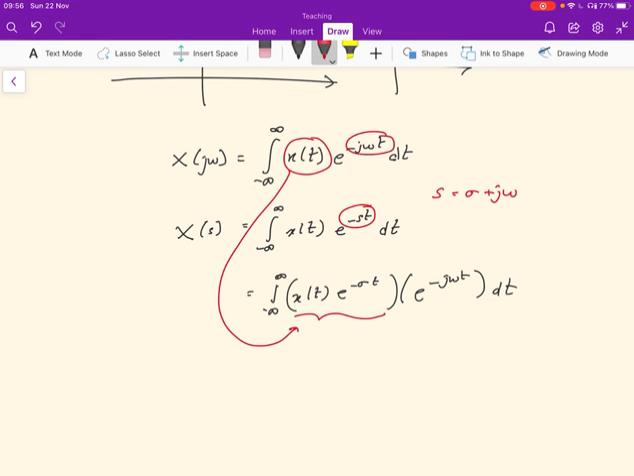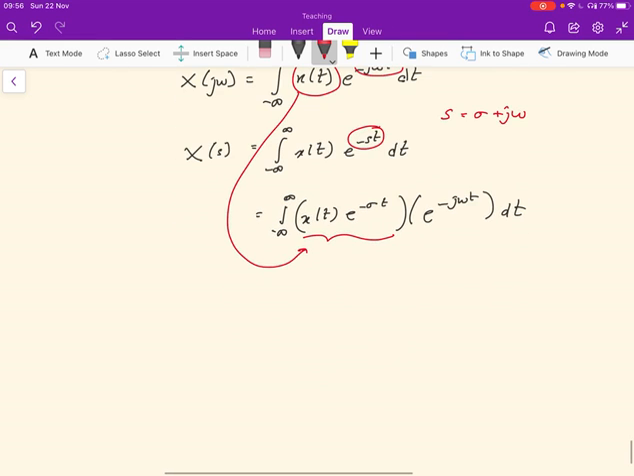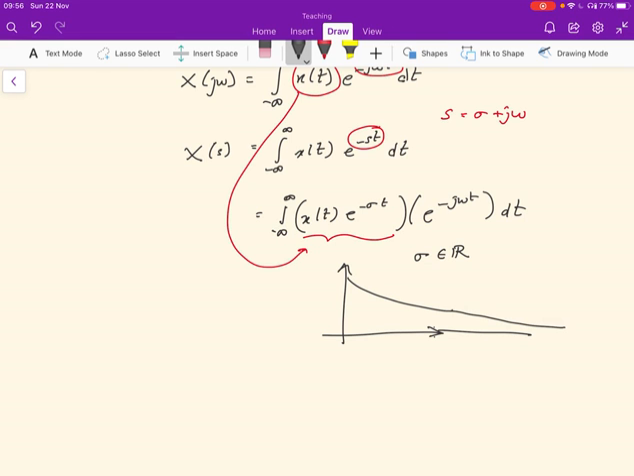Now, why is that important? Because we realize that sigma is a real value, it belongs to the reals. So for this sigma, e to the minus sigma t is going to be going like that. It's going to be exponentially declining. And as we get further and further away from the y-axis, it's going to get smaller and smaller exponentially fast.